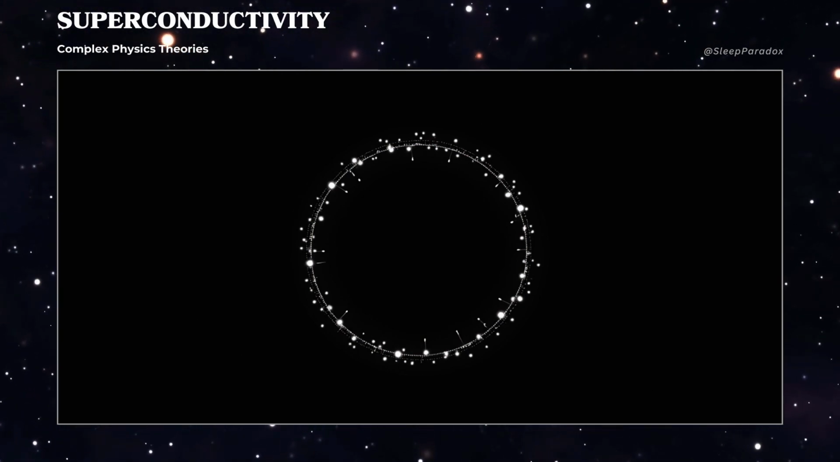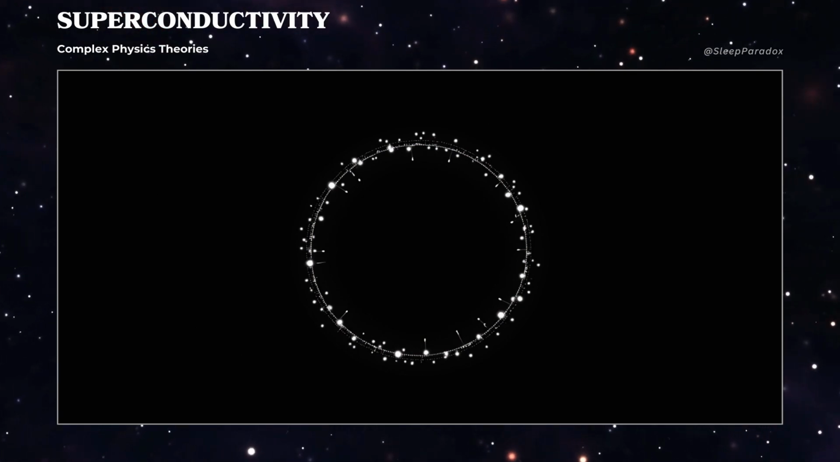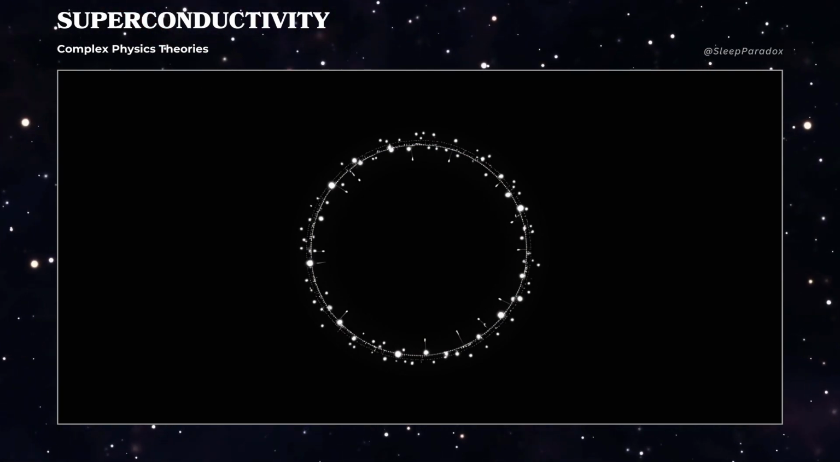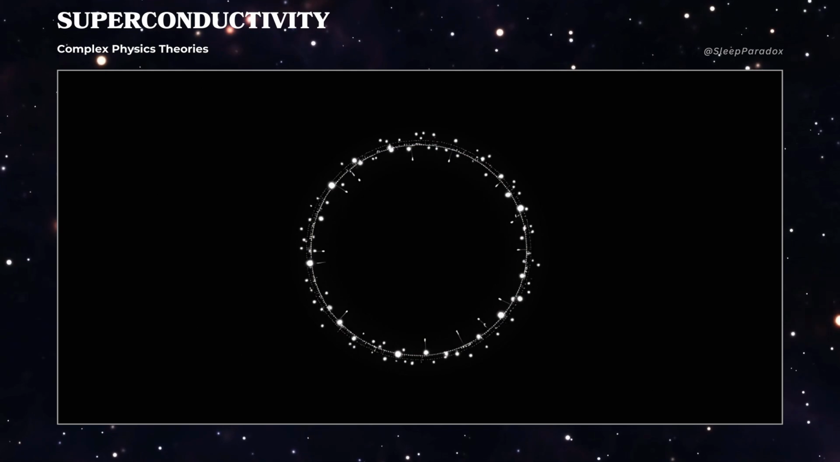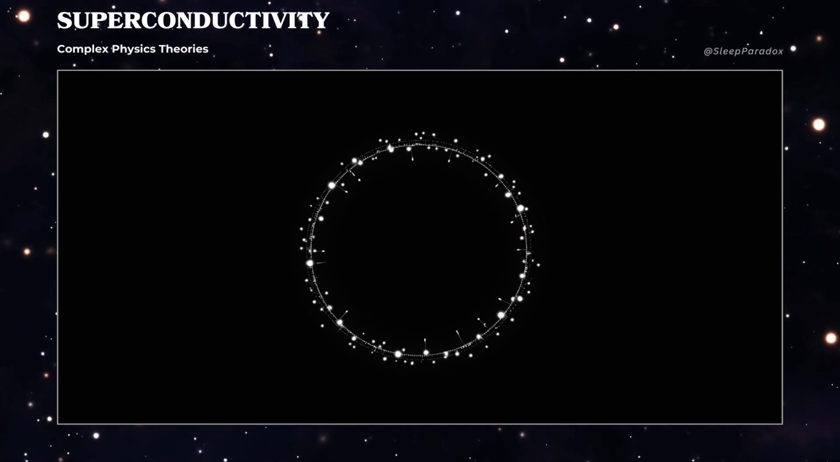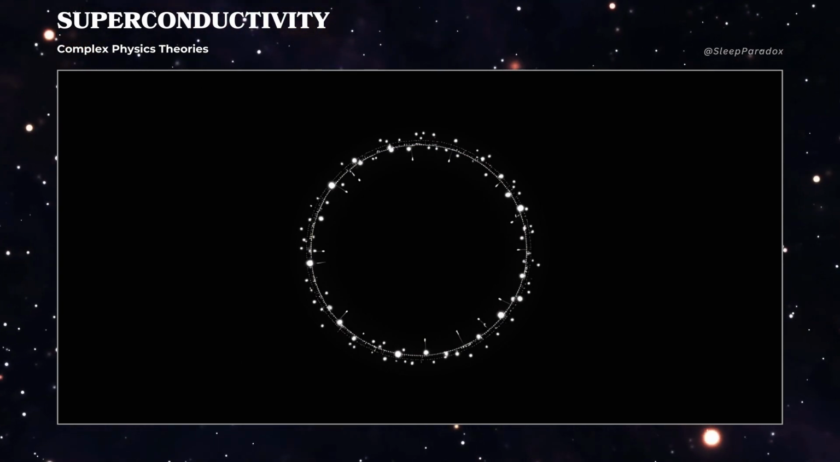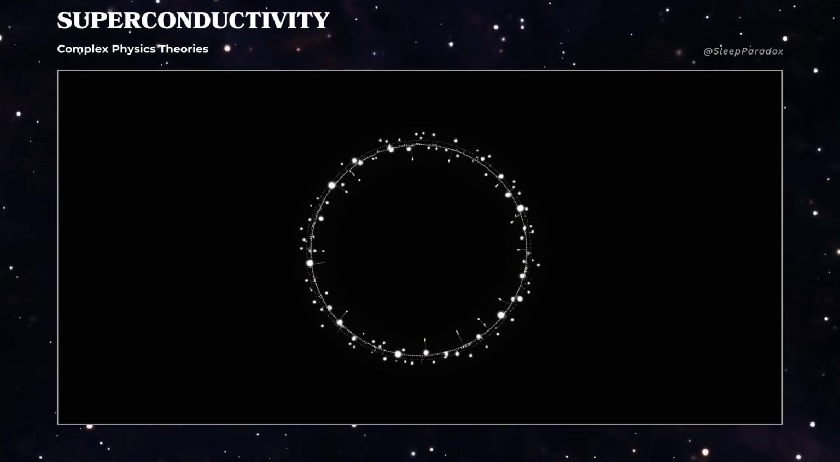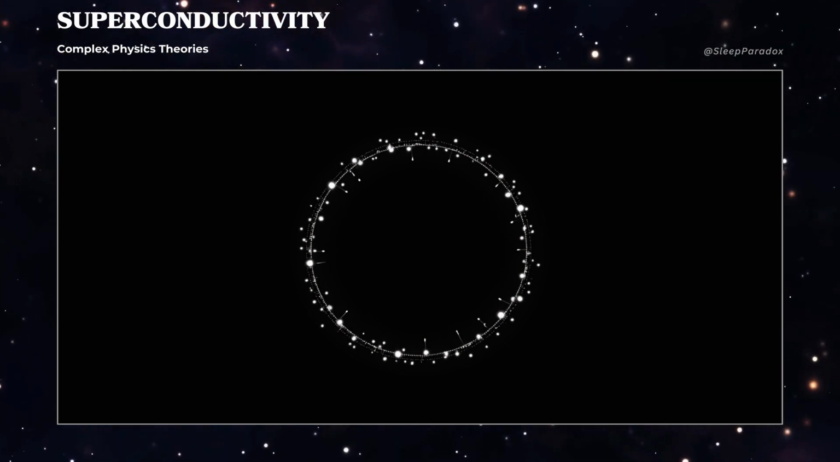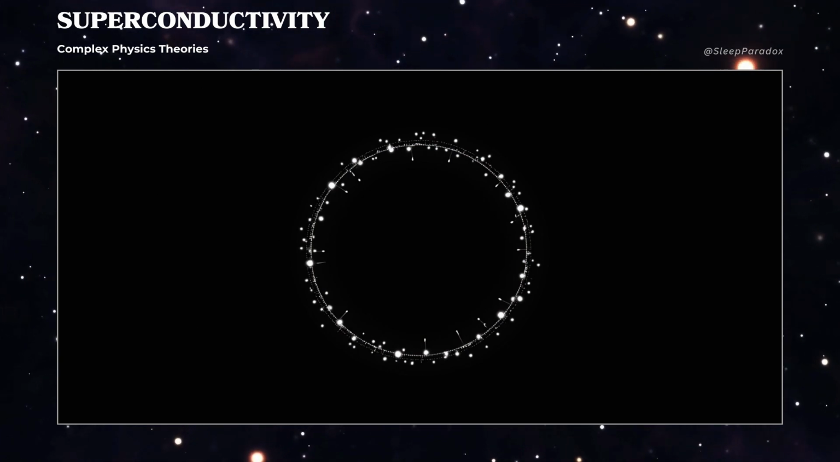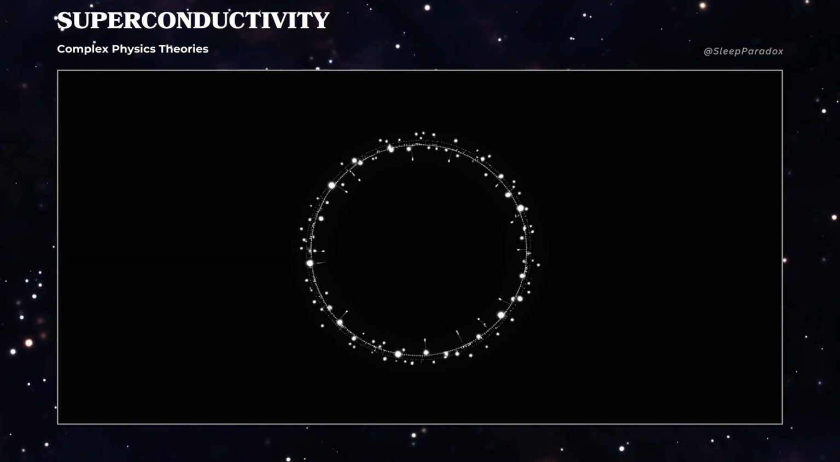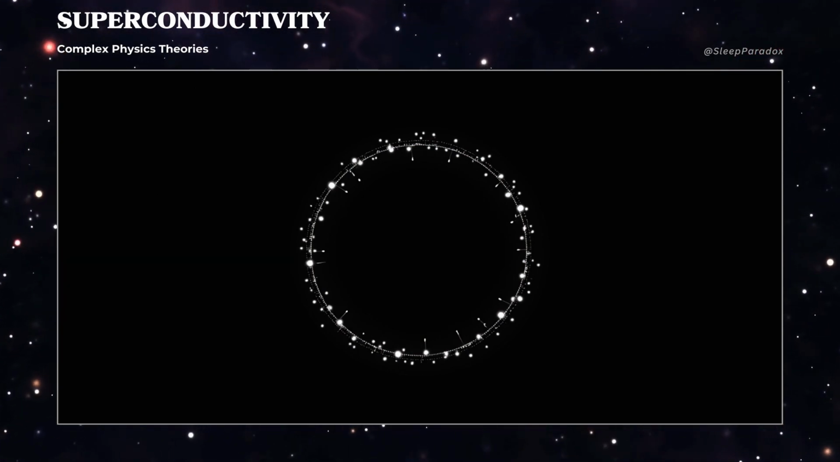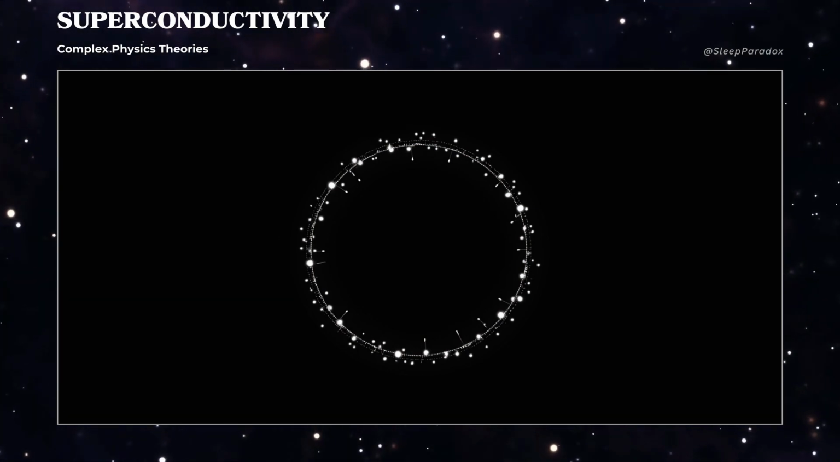The discovery of superconductivity happened in 1911, when a Dutch physicist named Heike Kamerlingh Onnes was studying the electrical properties of mercury at low temperatures. As he cooled the mercury close to absolute zero, he noticed something extraordinary. Its resistance suddenly dropped to zero. This wasn't a gradual reduction. It was a sharp, complete transition. Mercury had become a superconductor.